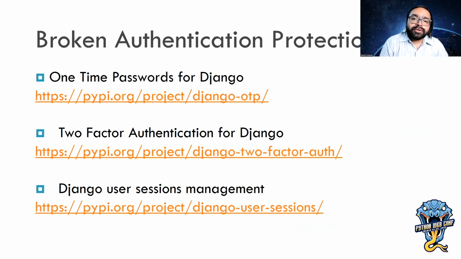Now, in case of Django, you can use these packages. You can use Django OTP to generate one-time passwords. If you want to implement two-factor authentication for Django, you can just go through the URL mentioned here and you will get the package. Then for user session management, there are also some packages. You can use the package mentioned on this slide to achieve protection against broken authentication when you are developing a Django application.